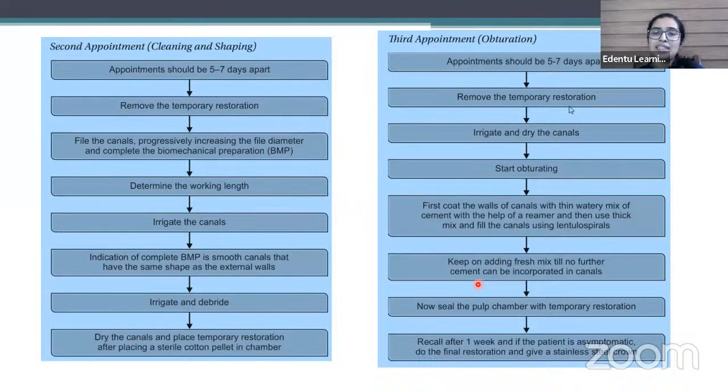And then keep on adding the fresh mix until no more cement can be incorporated into the canals. Finally, you have to seal the chamber and recall after 1 week, and if the patient is asymptomatic, that is when you go with the final restoration and the SSC placement.